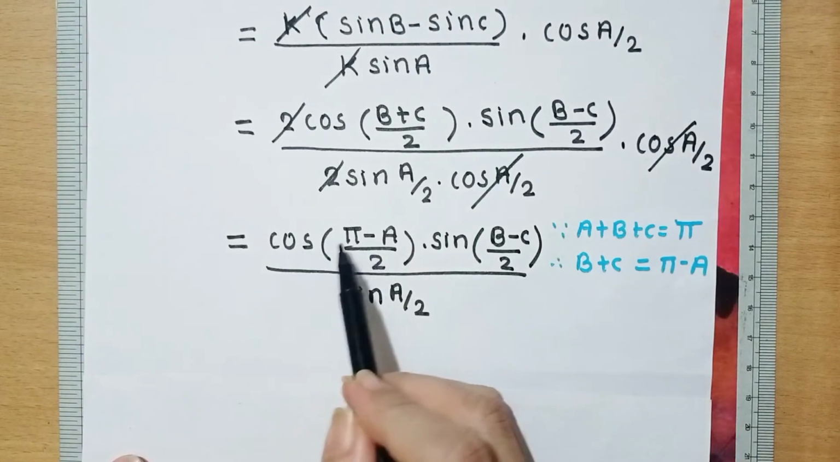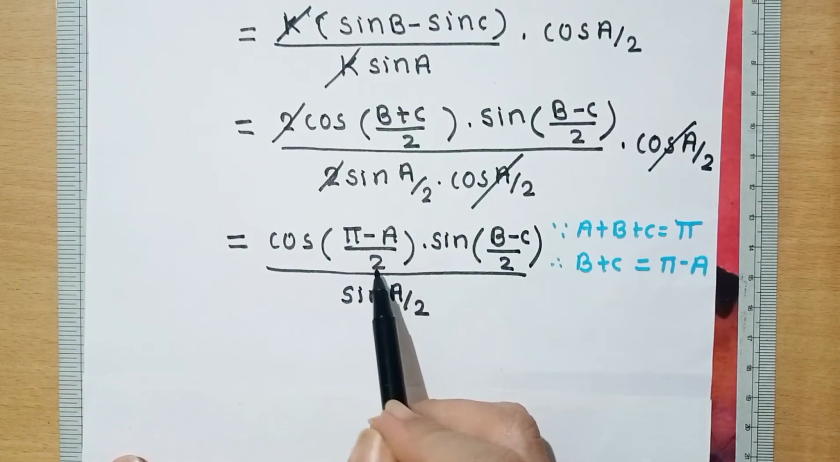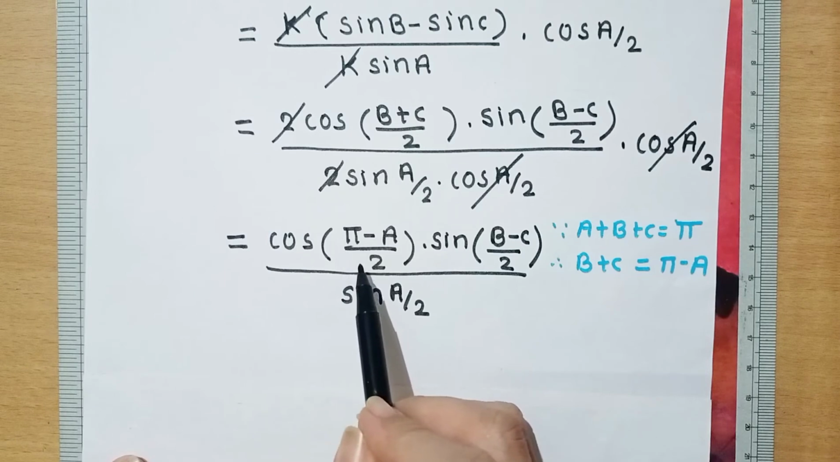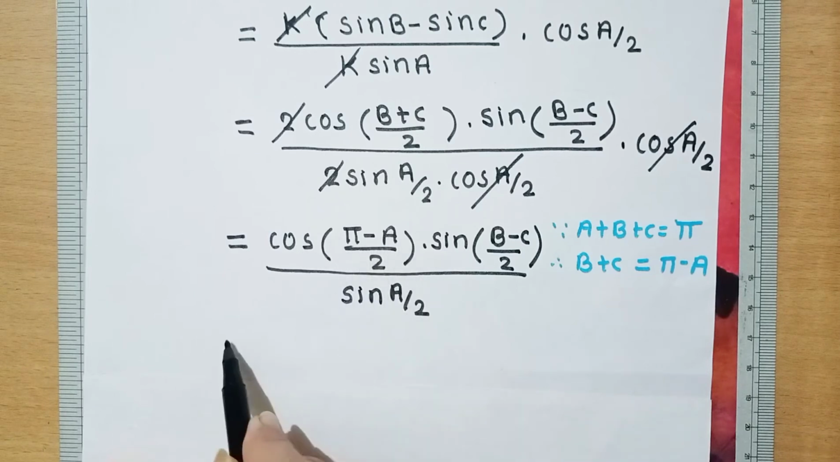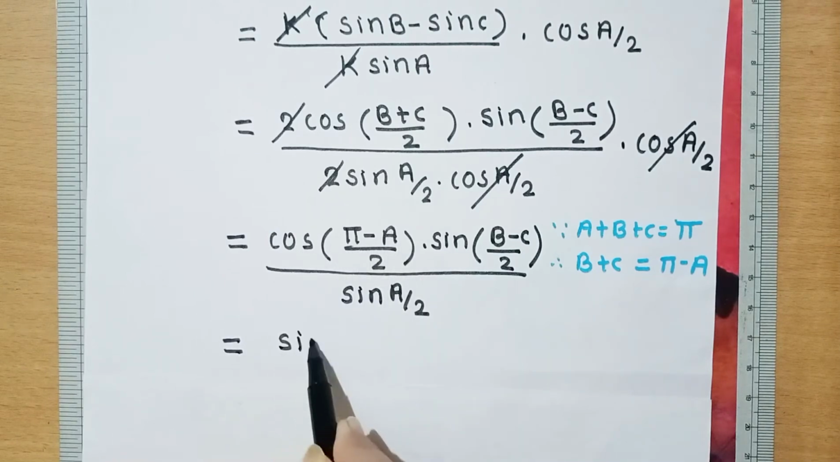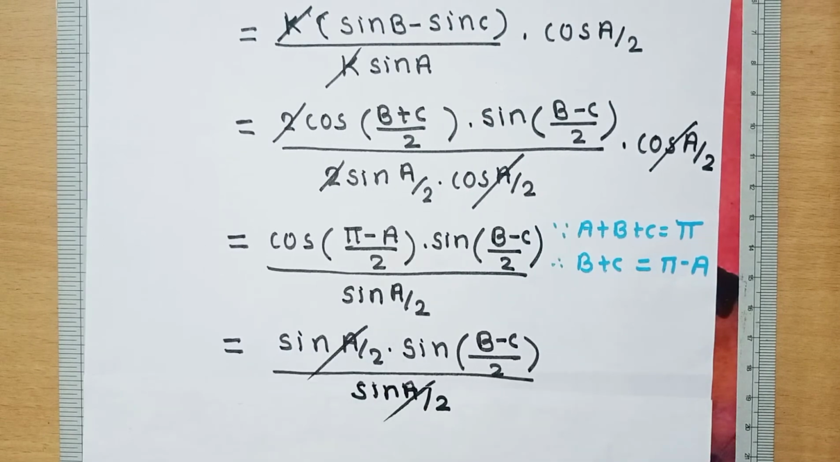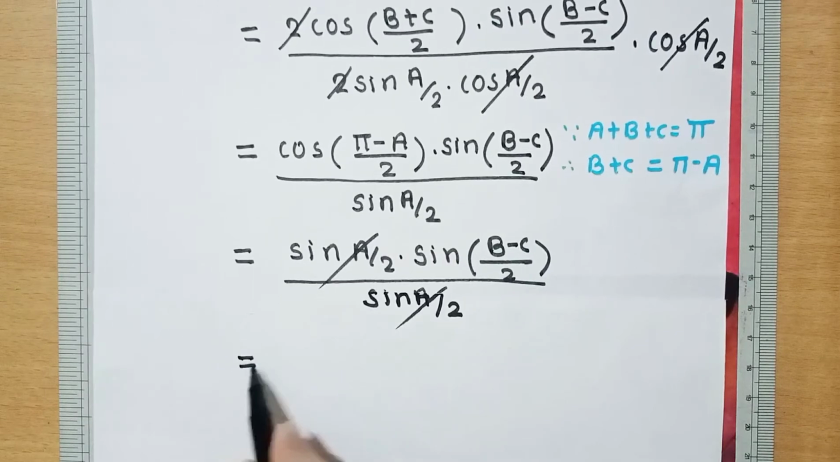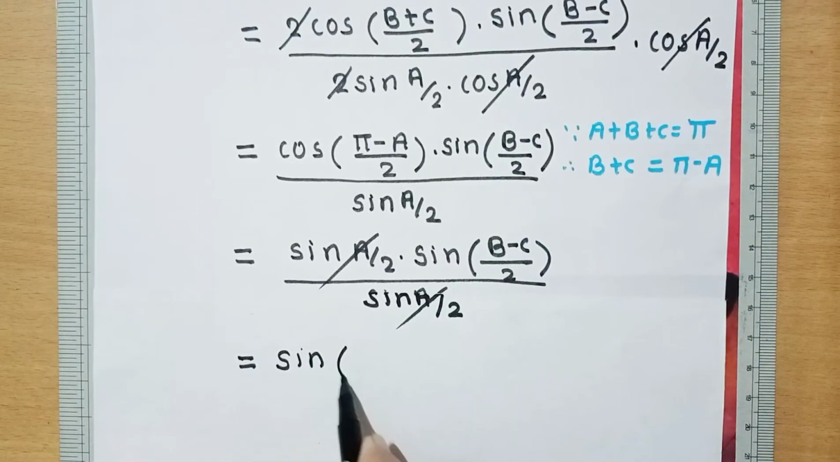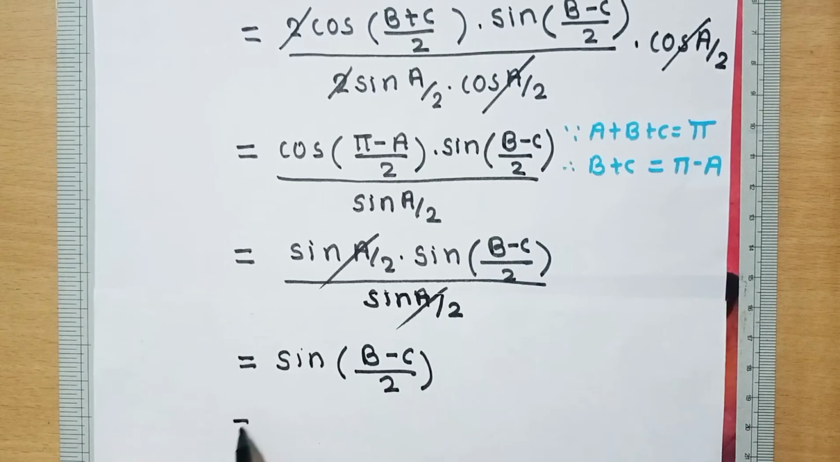So we have cos of pi by 2 minus A by 2. Pi by 2 means 90. So cos of 90 minus A by 2 is sin A by 2, and this gets cancelled, and so we have sin of B minus C upon 2, and this is nothing but the LHS of the given example.